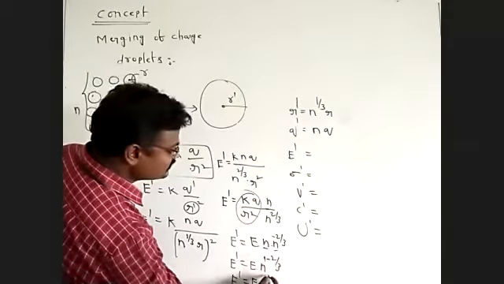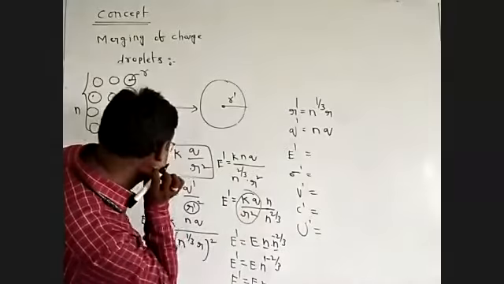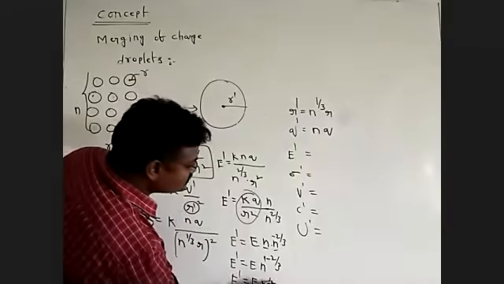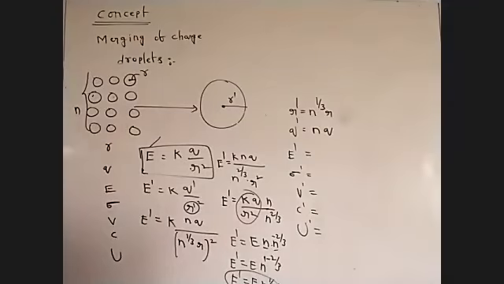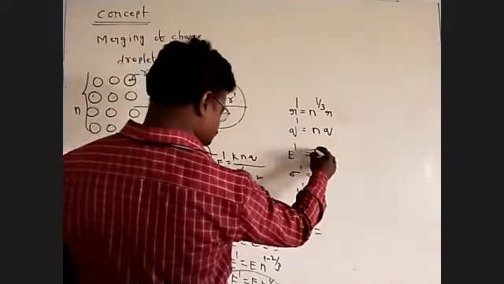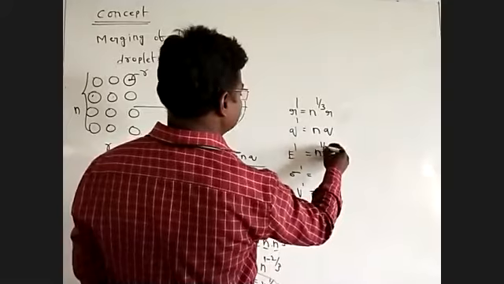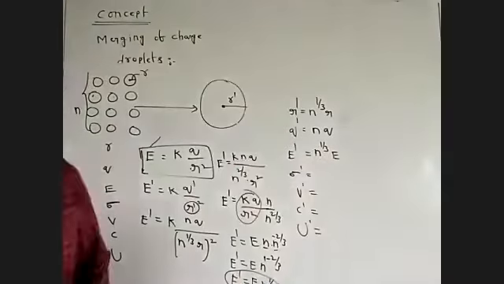3 minus 2, that is 3 minus 1, that is 1 by third. 2 by third we are going to write. That is the value: E dash is equal to N into 1 by third into E.